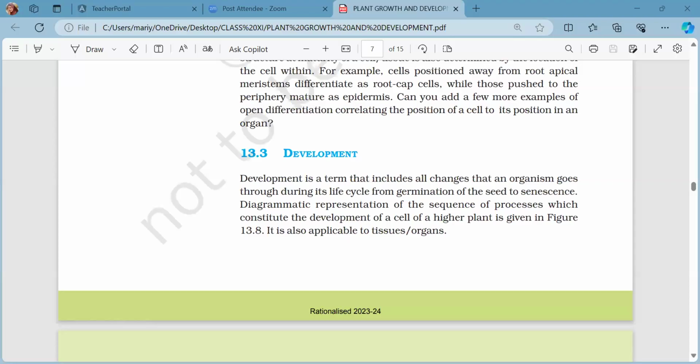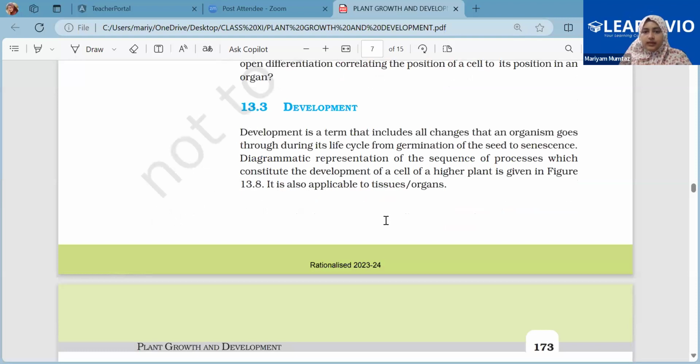So do you have any doubts in differentiation, de-differentiation, and re-differentiation? No, ma'am. So that's clear, right? All right, now we'll talk about the developmental aspect of the chapter.